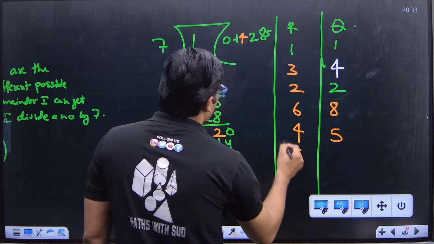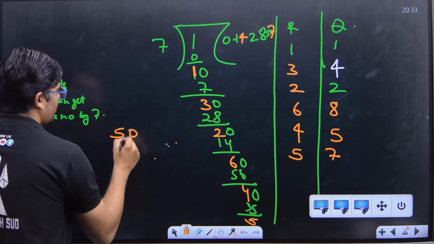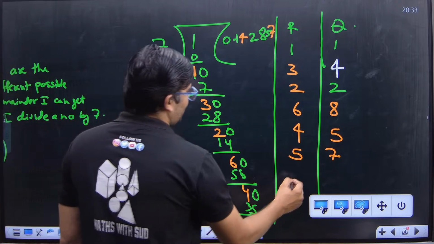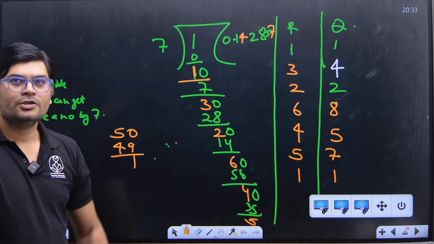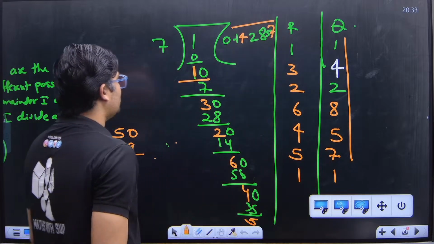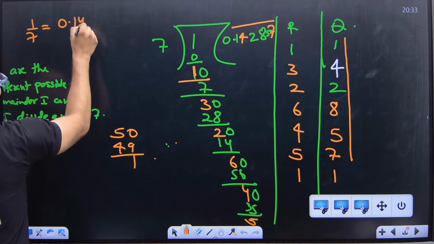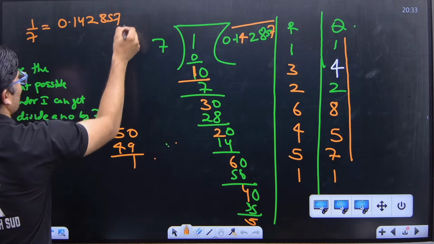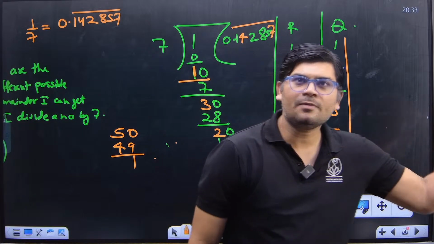5 means you will again write 7 here. So 7 into 7 is how much? 14. Again you will get 1. 1 means you already know what is 1. With 1 you already have 1 as a quotient. So this whole cycle will keep on repeating. You have to put a bar on this. If somebody asks you what is 1 by 7, you will say it is 0.14285 and again since 1 is there, you put a bar. Bar means it keeps on repeating.